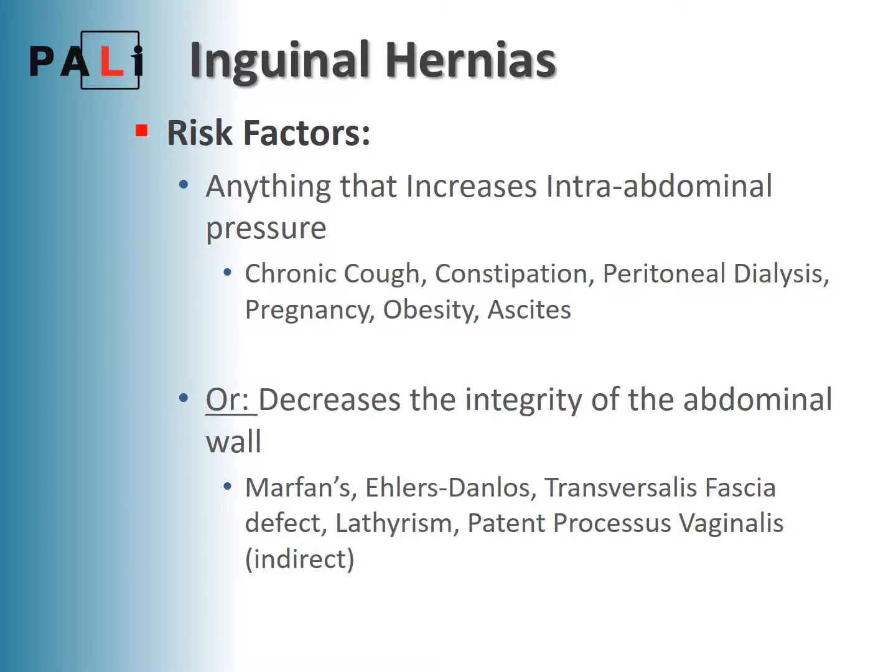So the main risk factors for the formation of inguinal hernia will be anything which increases the intra-abdominal pressure, and this can include factors such as a chronic cough, and therefore conditions such as COPD or asthma, constipation, long-term peritoneal dialysis, pregnancy, obesity, or ascites. They are also predisposed to by anything which decreases the integrity of the abdominal wall and inguinal canal. This includes connective tissue diseases such as Marfan's and Ehlers-Danlos, acquired defects in the transversalis fascia, laterism, and in the case of indirect inguinal hernias, a patent processus vaginalis.